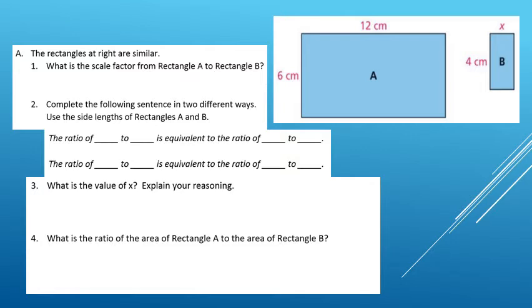So to start off, what is the scale factor from rectangle A to rectangle B? It's going to be really important, just like we talked about in class today, to make sure you're comparing corresponding sides. So for example, the small side to the other small side, the large side to the other large side. So when I'm looking for a scale factor, I'm not going from 6 to 4, I'm actually going from 12 to 4, because these are the corresponding sides. So from 12 to 4, I'm noticing that it's getting 3 times smaller. And so that tells me that the scale factor is 1/3.